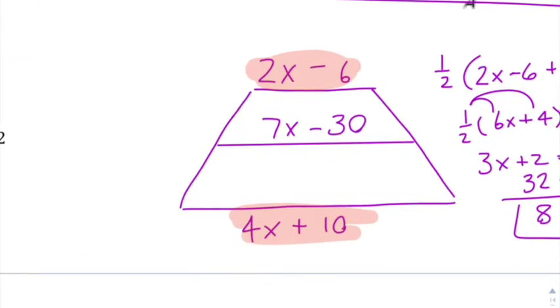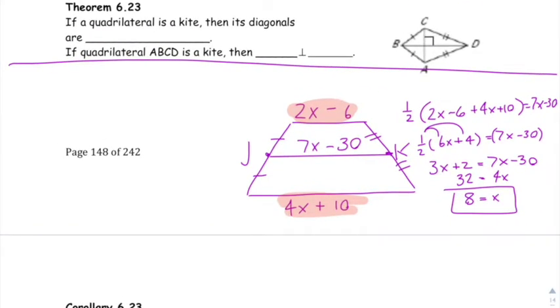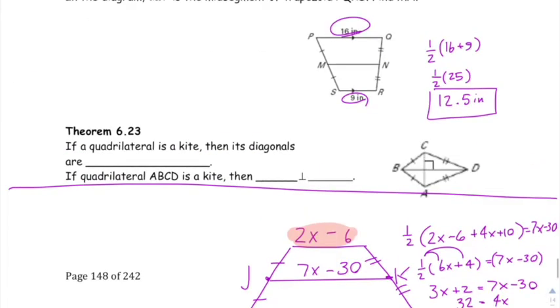And actually most of the time they'll let you know that it's the mid-segment, so they'll maybe draw something like this so you know these two points are the midpoints. Or they'll say something like JK is the mid-segment. But then after that, take your two algebraic expressions, average them, and then you can work backwards from there. So I just wanted to add that in there.